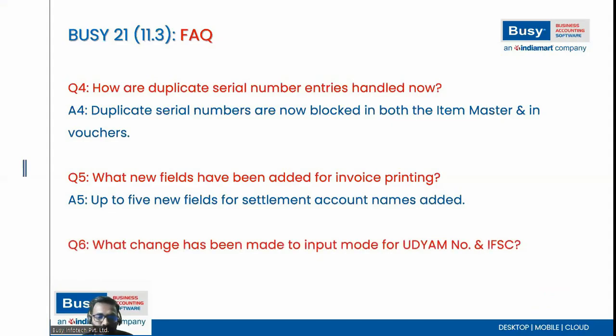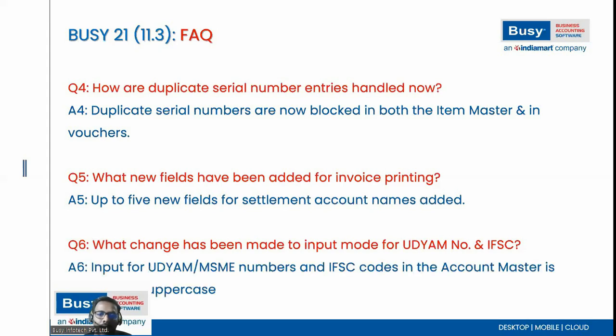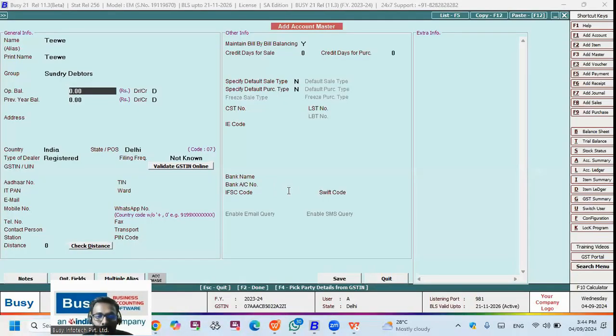The next point here: what change has been made to input mode for Udyam Number and IFSC? Earlier, the Udyam Number and IFSC could be entered in uppercase or lowercase. Now we restricted that. If you enter lowercase, it takes uppercase only. Here, the IFSC code always takes capital letters. Same thing is given for the Udyam Number also. Now MSME type small, if you enter it in lowercase, it takes uppercase. These changes will be given in this release.